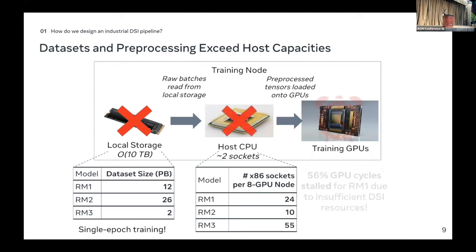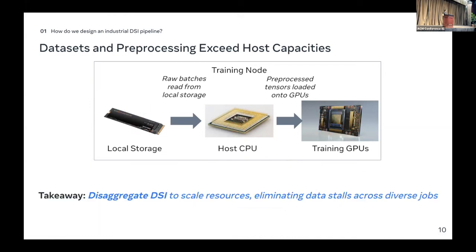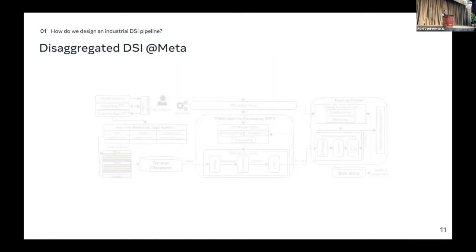So the implications of this is if we were to do everything within a single box, this means that we would run into significant underutilization of our GPUs, just simply stalled waiting on data to come in. So this is a really important problem to address. Right, so the takeaway I want to emphasize here is that we really have to disaggregate our DSI resources in order to scale them to meet the really diverse demands of our models and training jobs, and as a result, eliminate data stalls. So now let's take a look at what DSI looks like at Meta, right?